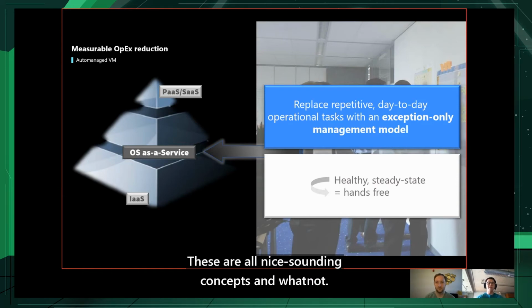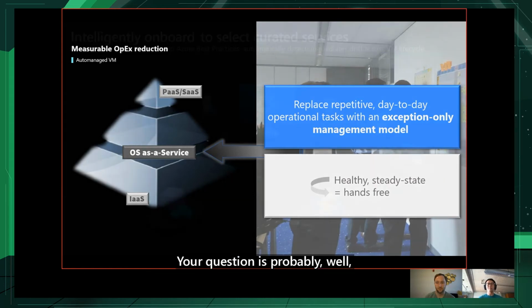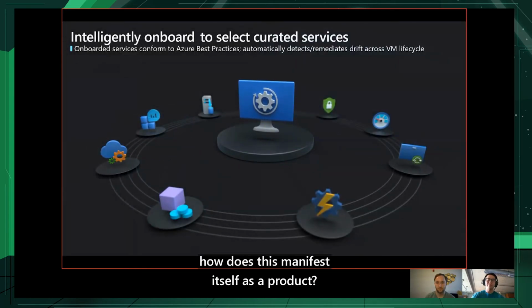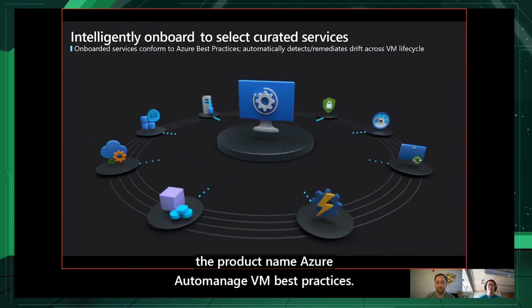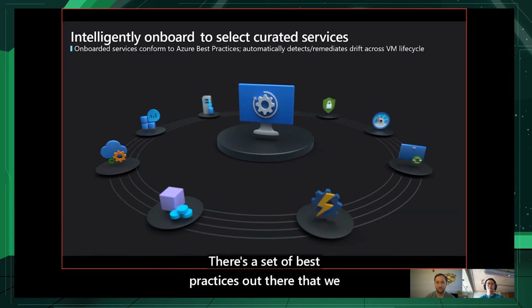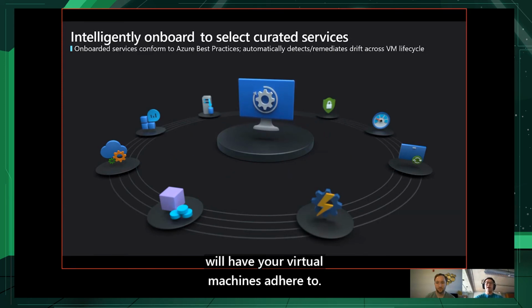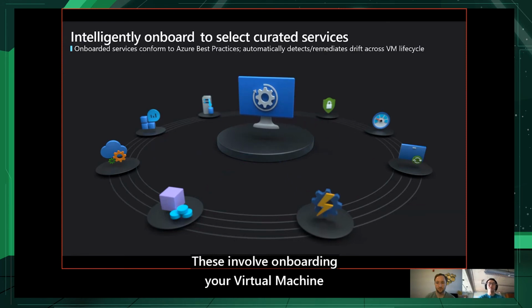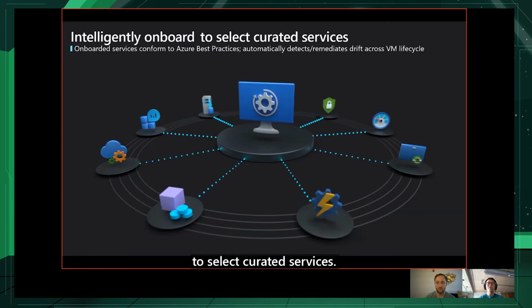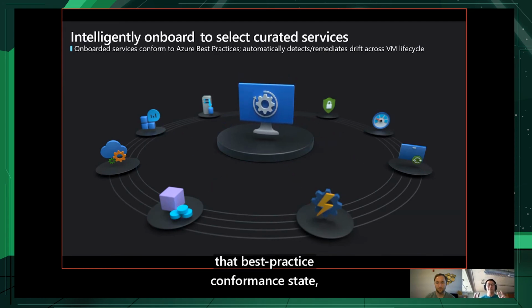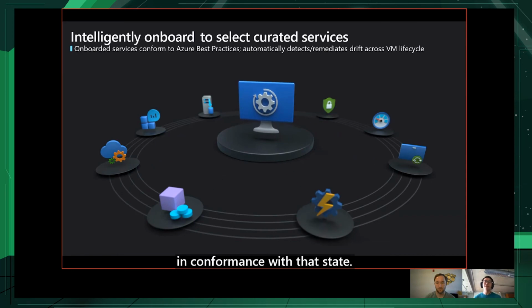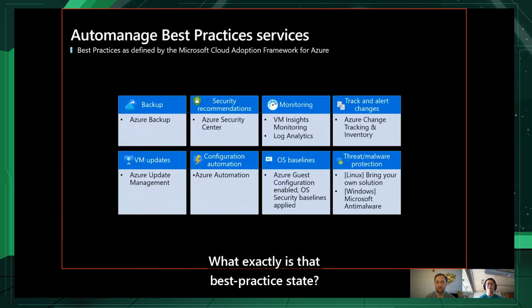So these are all nice sounding concepts. Your question is probably, well, how does this manifest itself as a product? This is where we coined the product name Azure Automanage VM best practices. So there's a set of best practices out there that we will have your virtual machines adhere to. These involve onboarding your virtual machine to select curated services. And then we, as the Automanage service, will monitor those VMs across their entire lifecycle. And if your VMs ever drift away from that best practice conformance state, we'll bring them back in conformance with that state.